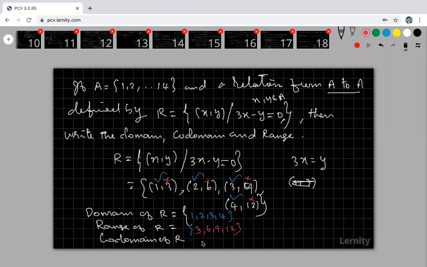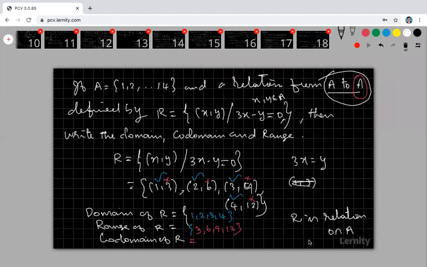What about your codomain? My codomain is the second set. What is my second set? The function is defined from A to A. Sometimes, dear students, look at that. R is a relation on A is given. On A means here, sir, from A to A given. A to A means my first set is A, second set is also A.